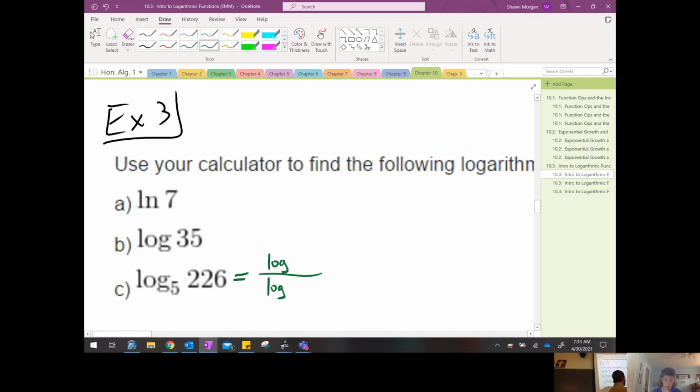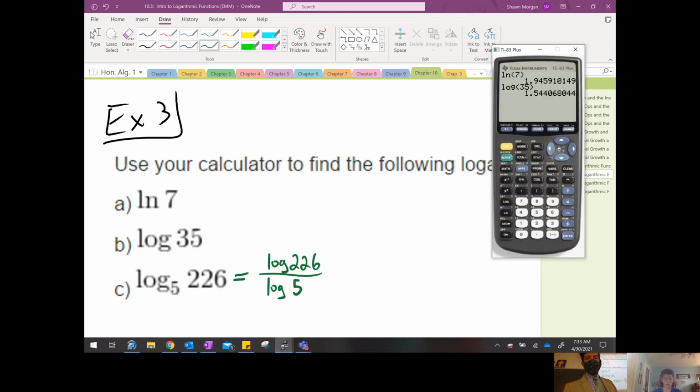So George, which one goes on top? Which one's riding high on the hog? Which one's in the penthouse? Is it the 226 or the 5? Okay, 5's down in the basement, baby. He's down in the dungeon. He's a low rider. So we're gonna put him in the denominator actually. So positionally, you guys see how that 5 is lower? So he's gonna go in the denominator for my change of base formula. And then up here 226. And that's all I got to do on my calculator here.